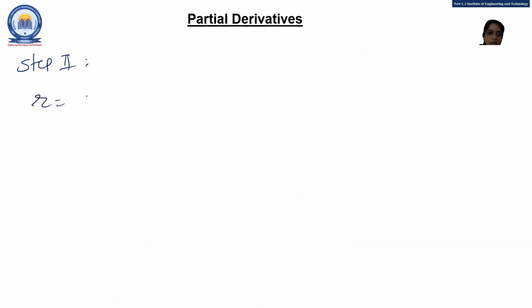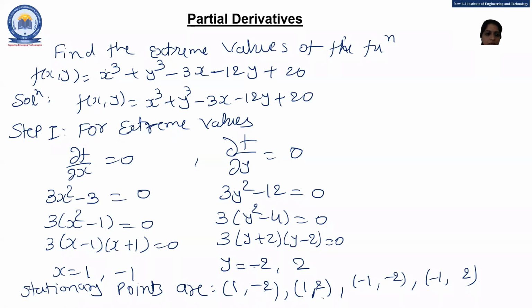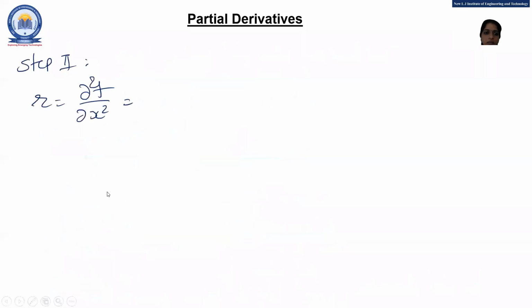First R, that is del square f by del x square, right? So what is my del f by del x? My del f by del x is 3x square minus 3, right? So that is del f by del x here, 3x square minus 3. So my answer is 6x.